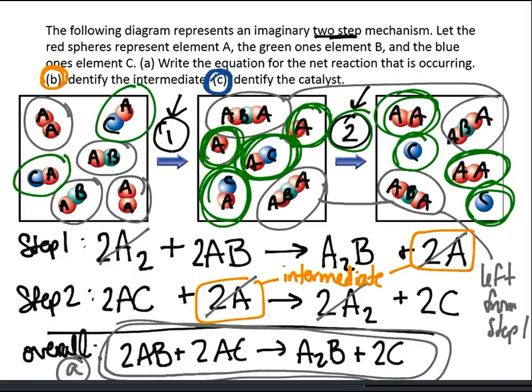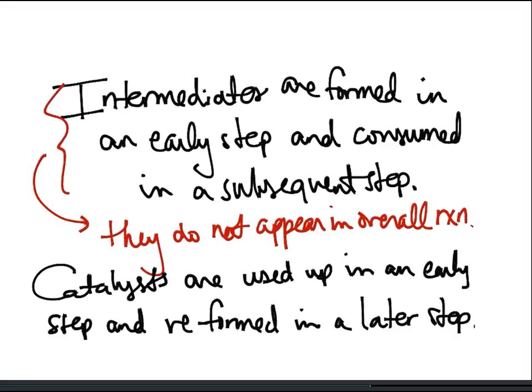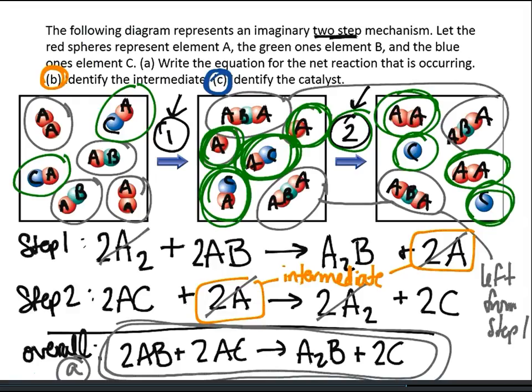And then we're going to identify the catalyst. Catalysts are used up in an early step and then reformed in a later step. They also do not appear in the overall reaction. So if we go back to our mechanism, the catalyst in this case is present at the beginning and then it's reformed later. So 2A2 is our catalyst, or A2 is the catalyst. You can put the 2 in front of it if you want, but you don't have to.